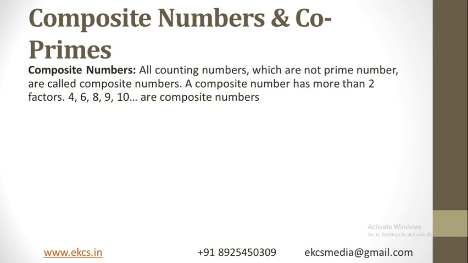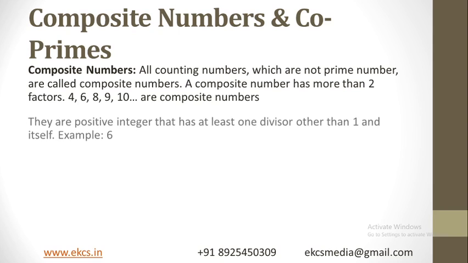One more thing to test for a composite number is the number of factors. A composite number has more than two factors. That is the number itself, 1, and it will have some more factors also. Say for example 4. 4 has factors 1 and 4. Also it has factor 2. 2 divides 4. So 4 is a composite number. Then we have got 6, 8, 9, 10 and so many composite numbers.